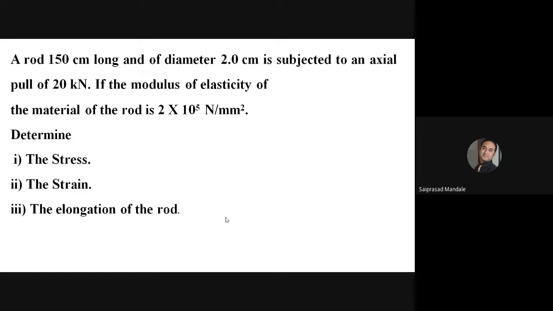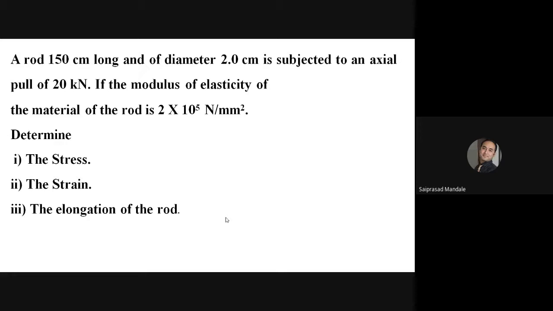This is a simple numerical, very simple numerical. Very first, what we have to do is convert all the units into uniformity. We are always dealing in Newton and mm. If there is a force or stress, we are going to convert all the forces into Newton. We are going to convert all dimensions into mm.